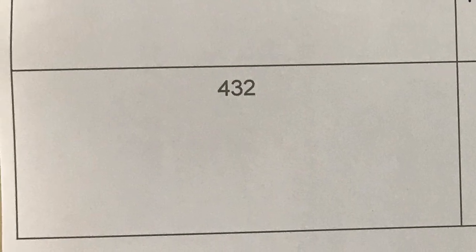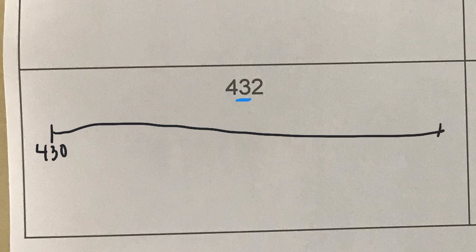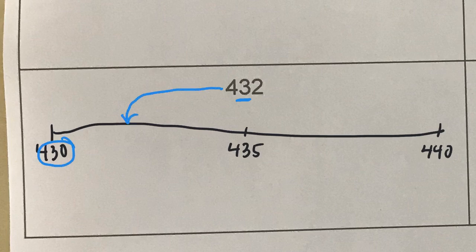Let's do this one next, but remember, we're still going to the nearest 10. We're not doing hundreds yet. So the nearest 10 would be 430. And then we'd have 440 here, and in the middle, 435. So where would 432 go? It would be right about there. So it rounds to 430.